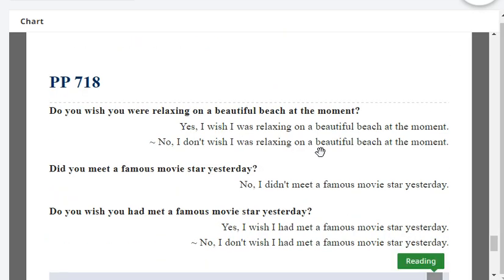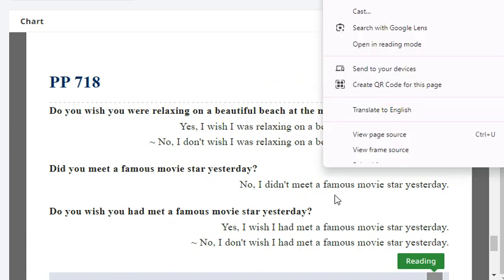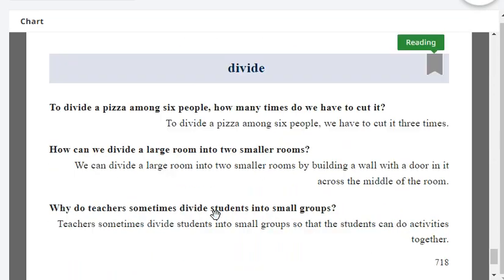Very good. Did you meet a famous movie star yesterday? No, I didn't meet a famous movie star yesterday. Do you wish you had met a famous movie star yesterday? Yes, I wish I had met a famous movie star yesterday.